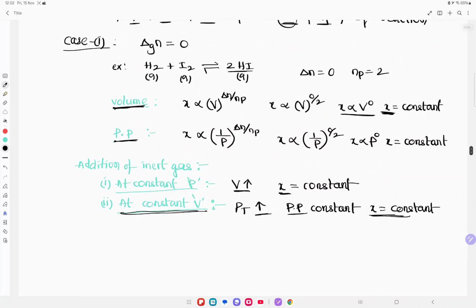This is case 1. Here delta n is equal to what? 0. Now case 2, delta n is negative, meaning less than 0. In this case, what is the effect of volume, pressure, and addition of inert gas on the equilibrium reaction?